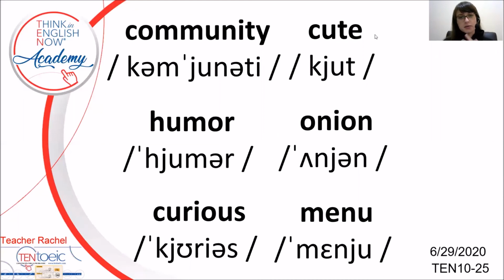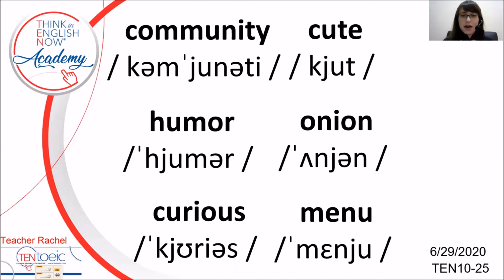Community. This is when you have a group of people. Maybe they live in the same area. The community where I live is very peaceful and quiet. So it means all the people in the area where I live. Or you could say maybe for a specific reason, if someone is sick with cancer, they have a great community to help them. So it means the people that are around them to support them and help them.